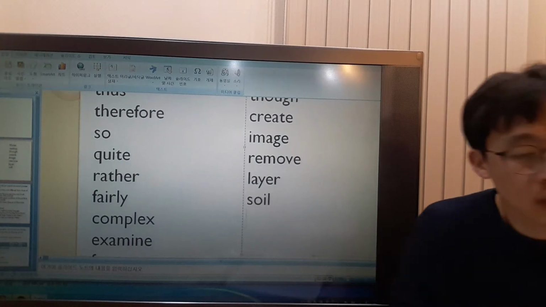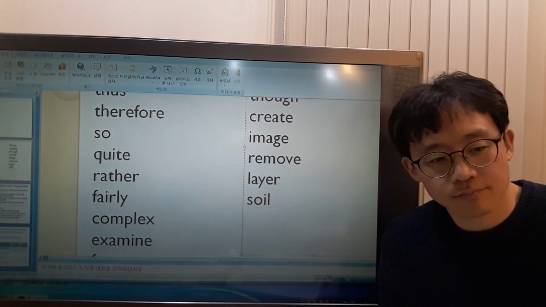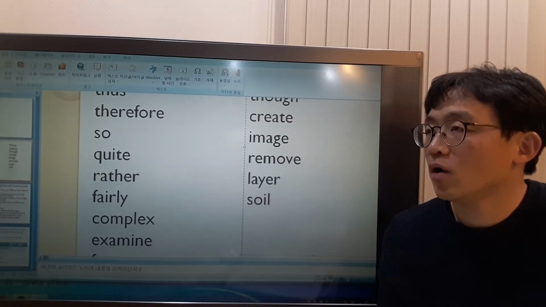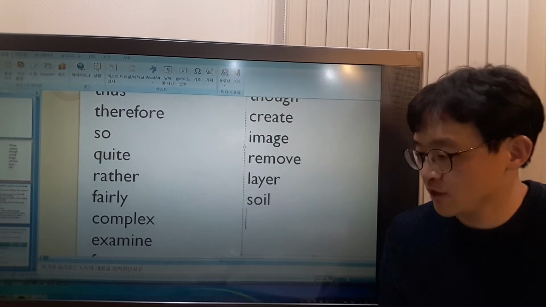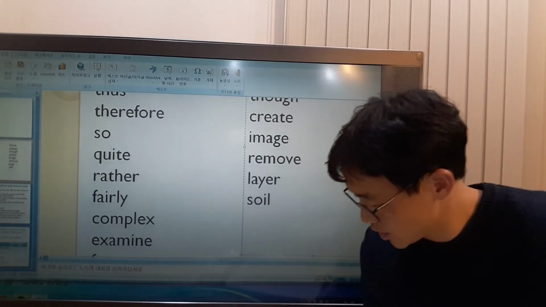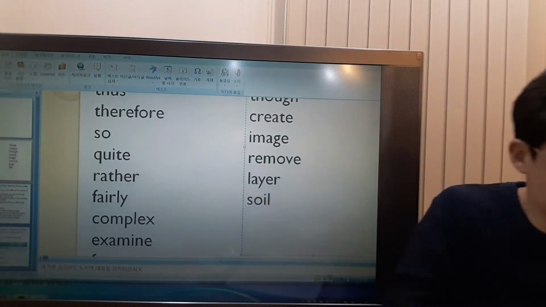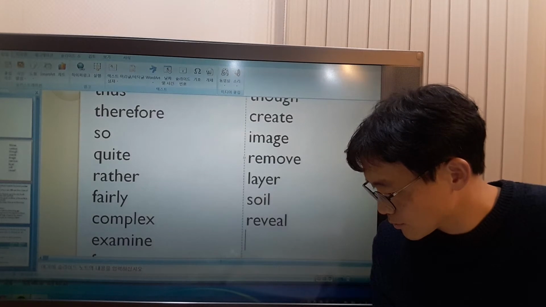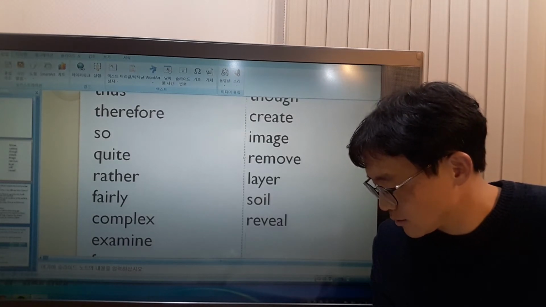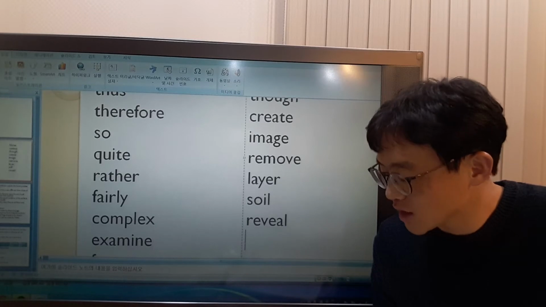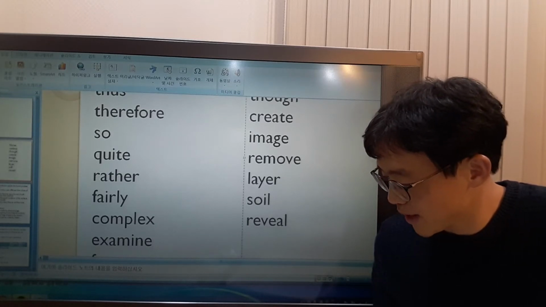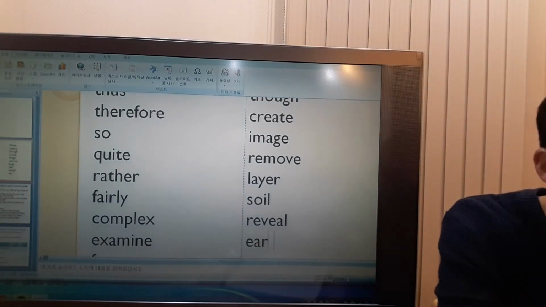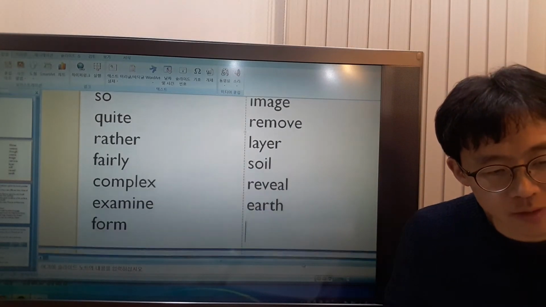Removing the darker top layer of desert rock and soil. What is soil? Soil is the substance on the surface, on the land surface of the earth in which plants grow. Do you understand? To reveal, what does reveal mean? Reveal means to make something seen by uncovering it, okay? To show something by uncovering it. To reveal the lighter colored earth below. What is earth? Earth is the same as soil.